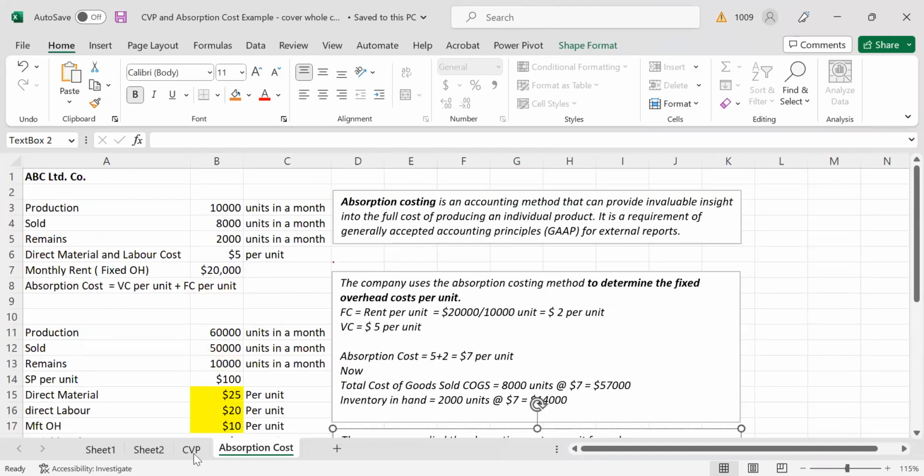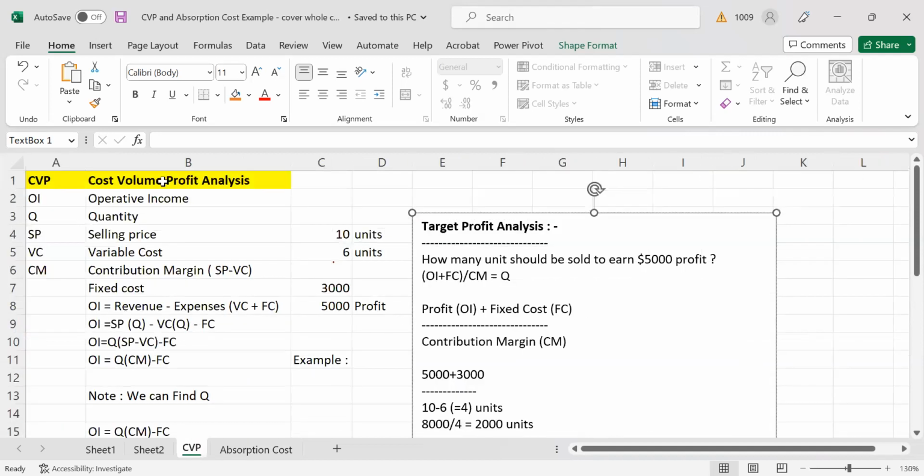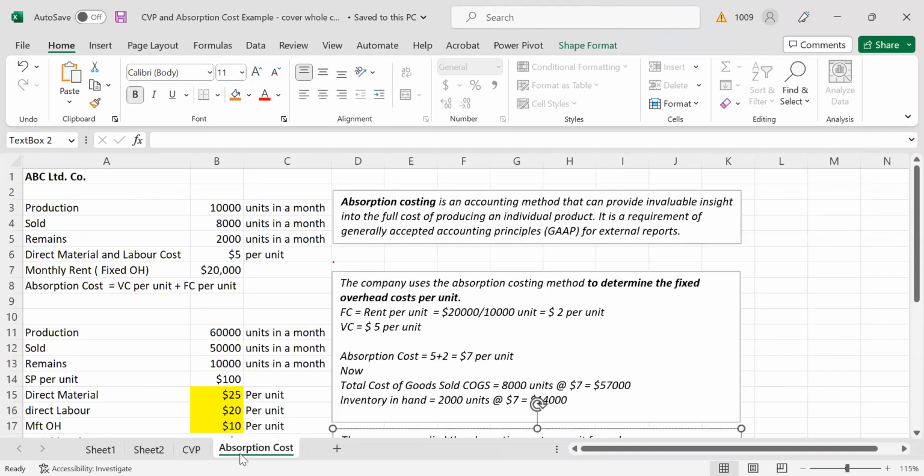Okay, so this was just about cost volume profit analysis and absorption cost.